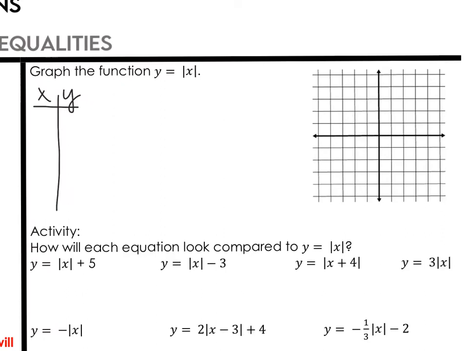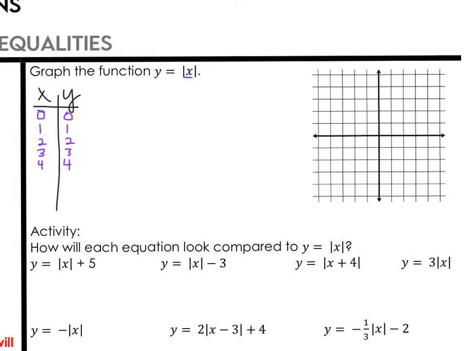If we think about creating a table of values for the possible inputs and outputs on this graph, let's start with that vertex of 0, 0. If I plug in 0 for x in my equation, the absolute value of 0 is right at 0. As I count to the right, like 1, 2, 3, and 4, the absolute value of 1 is 1, 2 is 2, 3 is 3, and 4 would be 4.